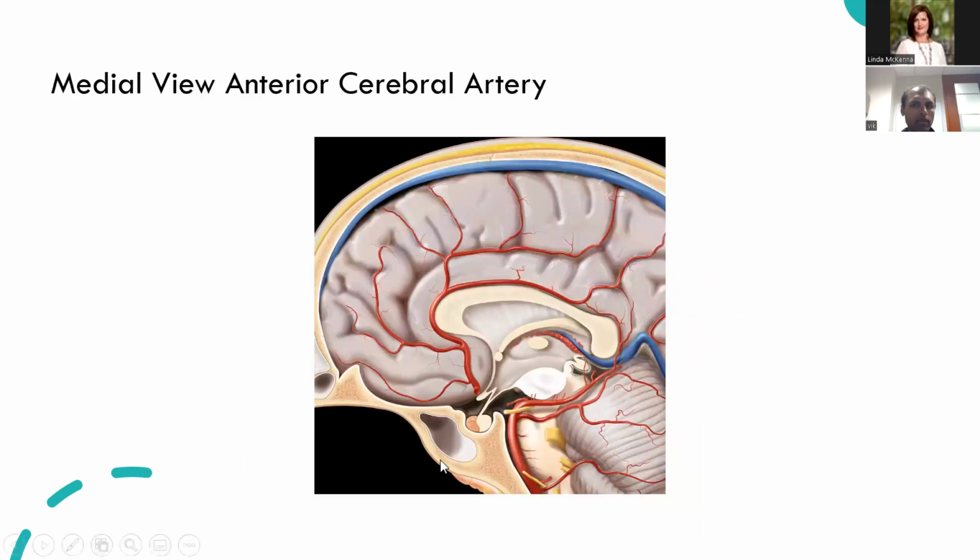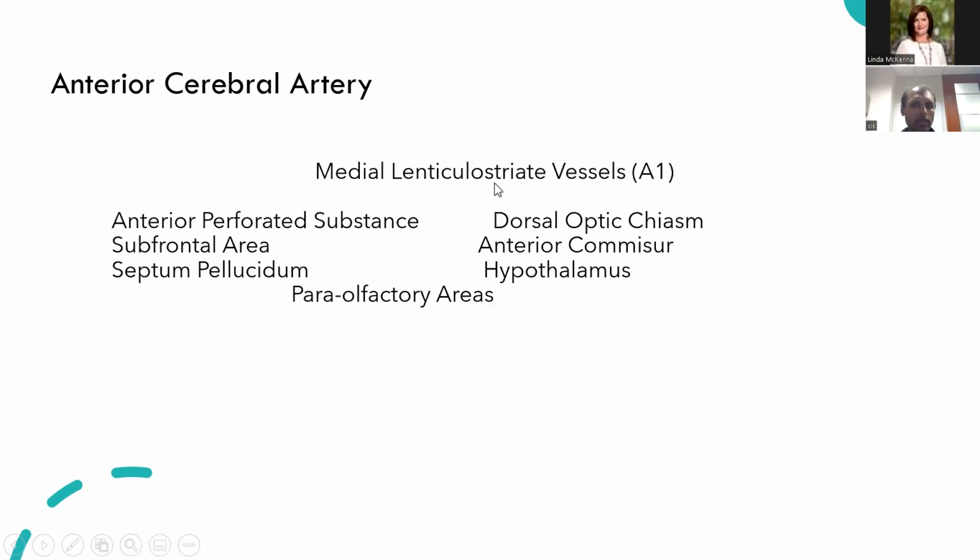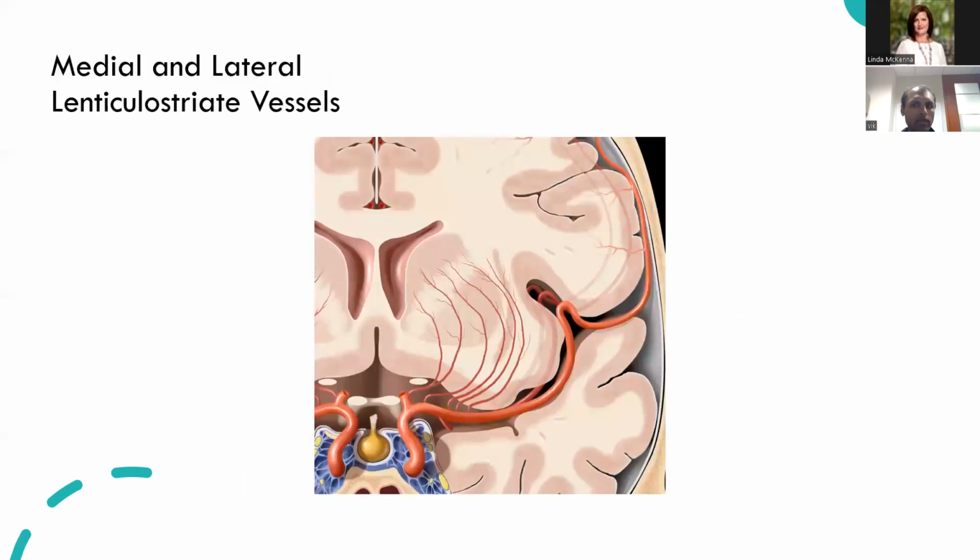And here's a nice lateral view of the brain. You can see the anterior cerebral artery supplying the frontal lobe, and then supplying over the corpus callosum and the cingulate gyrus, as well as giving off the medial lenticulostriate vessels, which supply things like the optic chiasm, the anterior commissure, the hypothalamus, and the septum pellucidum. This schematic is primarily meant to show the middle cerebral arteries, and the lateral lenticulostriate arteries coming off the MCA, just to compare. So the lateral lenticulostriates come off the MCA, and the medial lenticulostriates come off the ACAs.